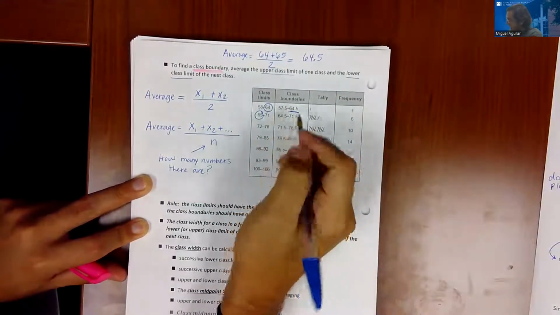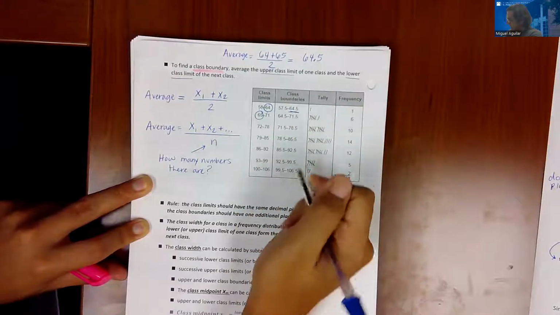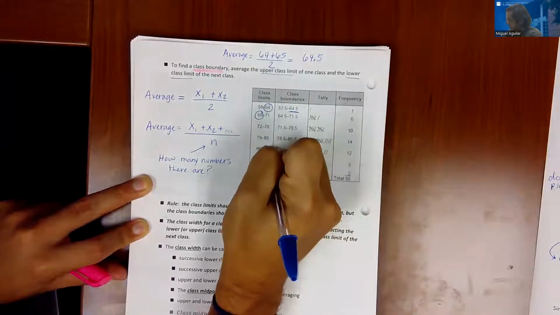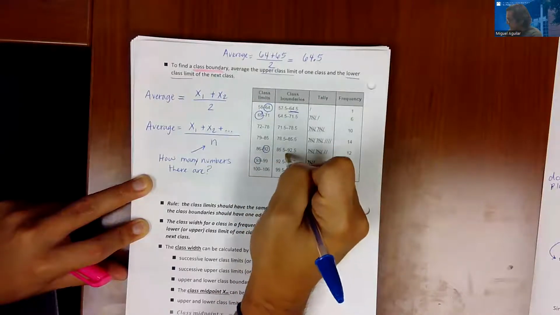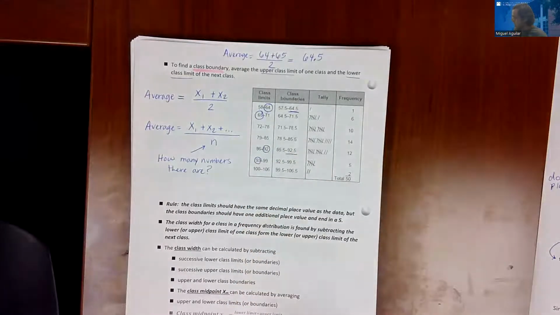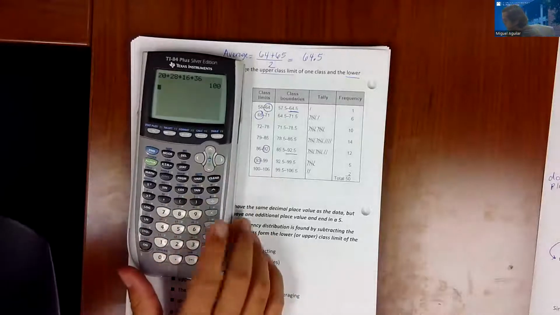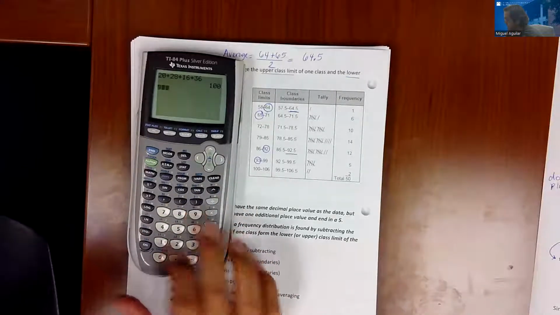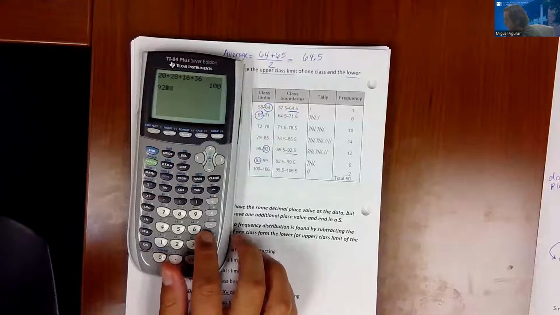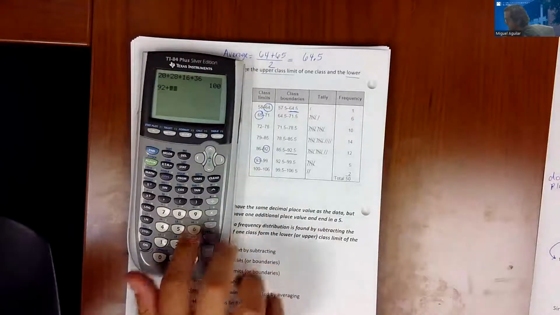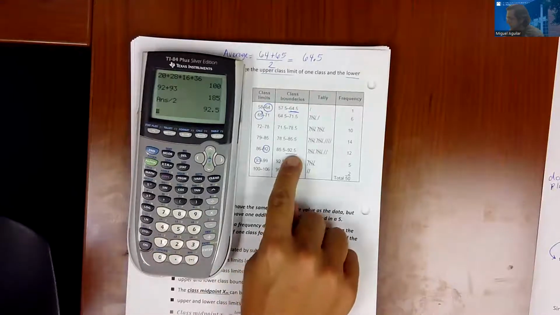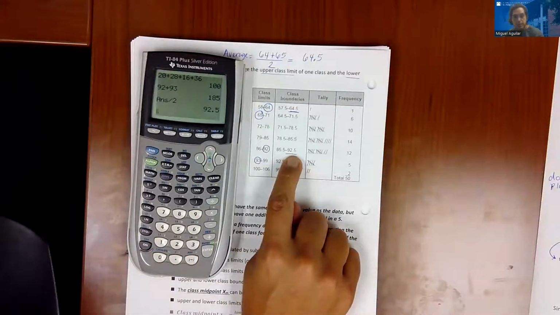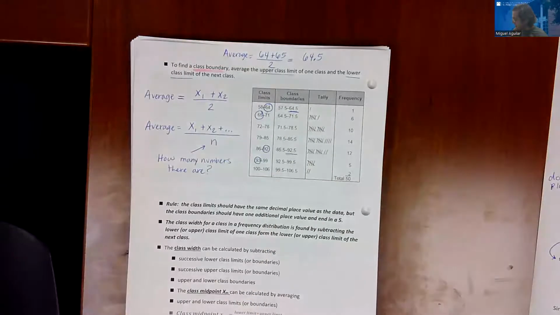And so that's basically how they constructed all of these. If we took 92 and 93, for instance, and found their average, we would get 92.5. So again, I could throw that in the calculator. We took the upper limit of one of the classes and then the lower limit of the next class, 93, add those together, divide it by 2, and that's how we get this class boundary. Okay.